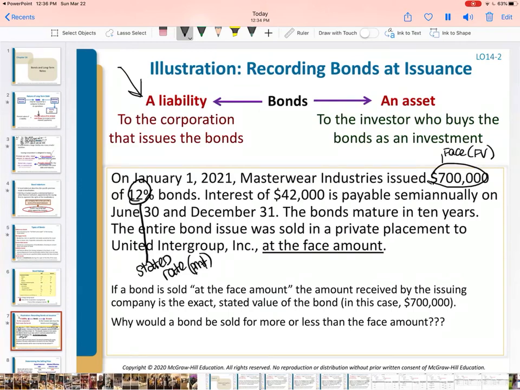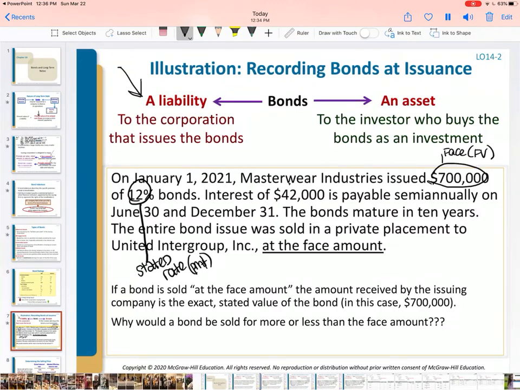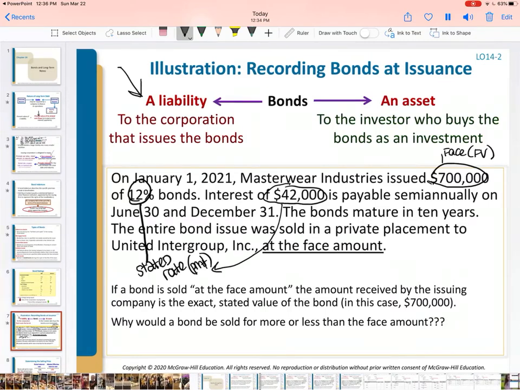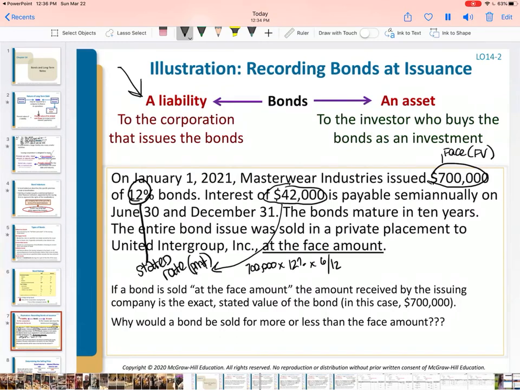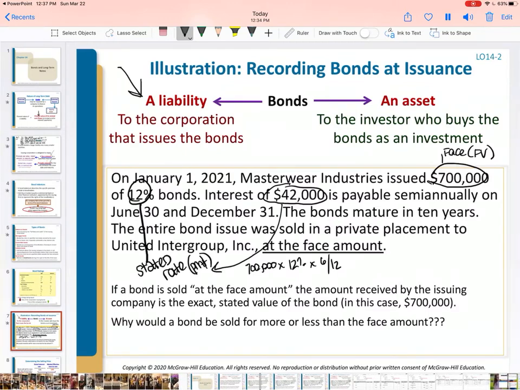And then it says that they actually do the calculation of interest for us. It says that the interest is paid semi-annually for $42,000. That's the payment amount. The way that we would get that is by taking $700,000 times 12% times 6/12. Again, because this is semi-annual interest, we would have to take that annual 12% interest rate stated in the problem and divide it by 2, or multiply by 6/12 in order to get it to be a 6-month interest rate.